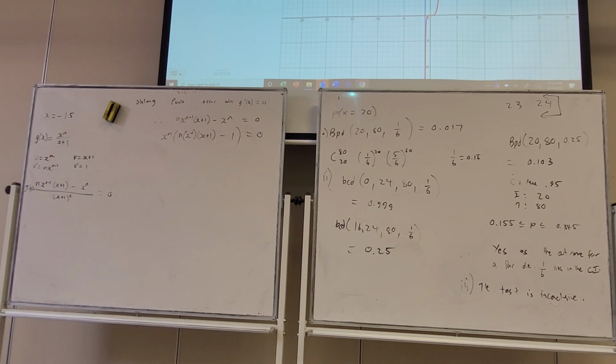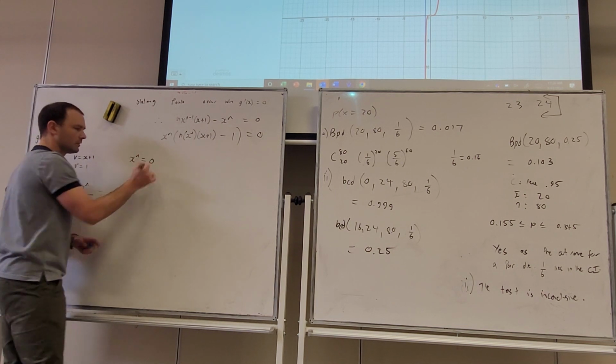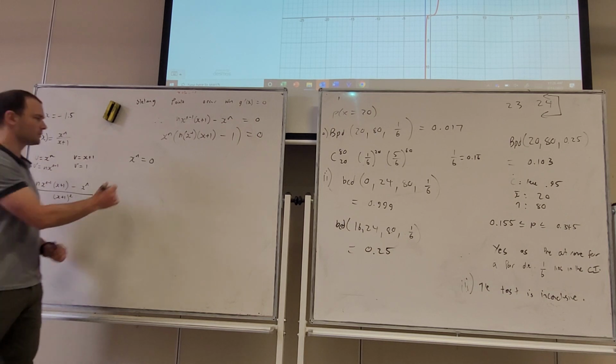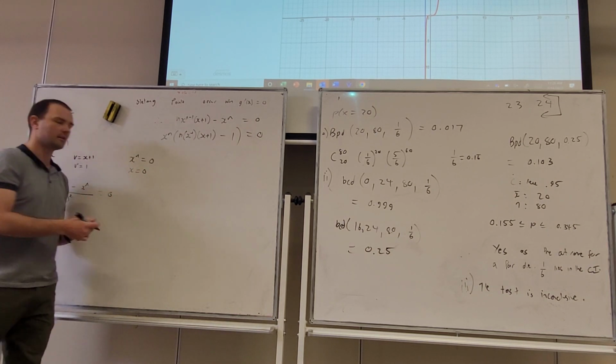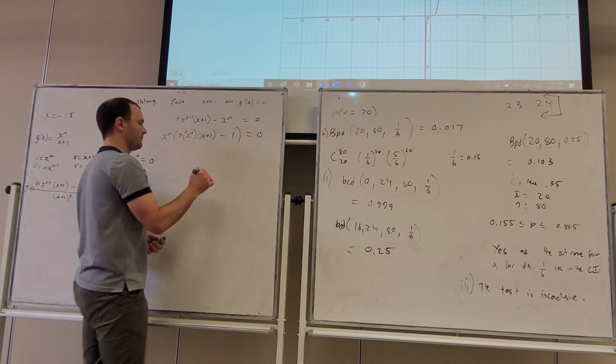All right, let's apply the null factor law. x to the n equals 0. That's the stationary point they've already told us about. That occurs when x is 0. Okay, that's the stationary point 0, 0. So that's fine. So then we're interested in this component.